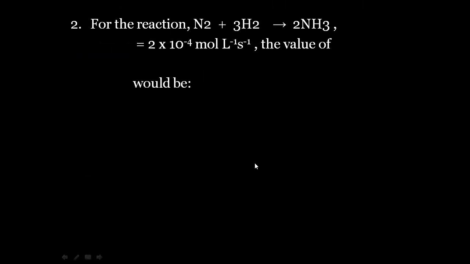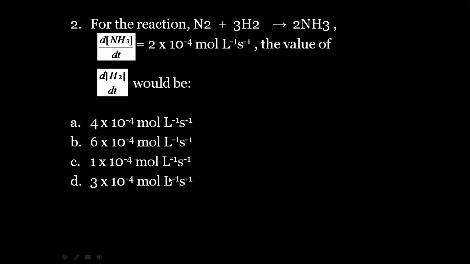Let us try to take another one. For the reaction N2 plus 3H2 gives you 2NH3, the rate of change of NH3, d[NH3]/dt, is given as 2 × 10^-4 moles per liter per second. The value of d[H2]/dt, the rate of change of concentration of H2, is what we want to find.